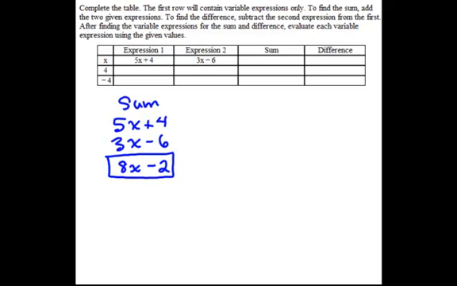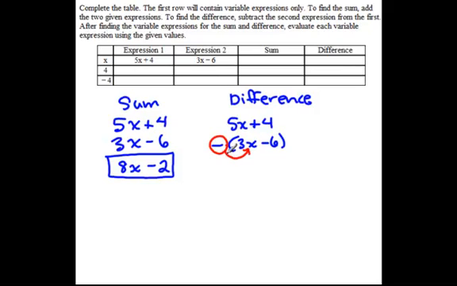The next we're going to work out is the difference. So for the difference, I want to take 5x plus 4, but I want to subtract my 3x minus 6. Now I can't do anything until I take that negative and distribute it to both terms. So essentially saying the opposite of each one. So the 5x plus 4 doesn't need to change at all. But here I need to do the opposite of 3x, which is a minus 3x. And here I need to do the opposite of a negative 6, which is a positive 6.